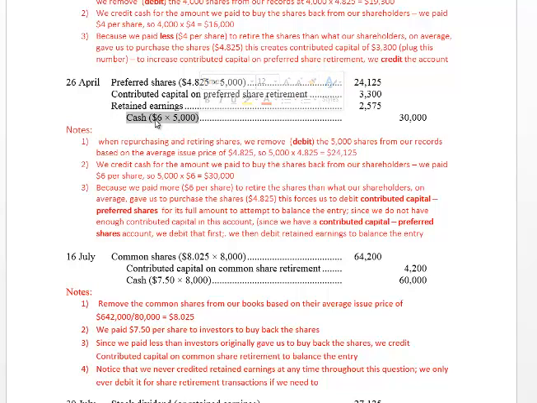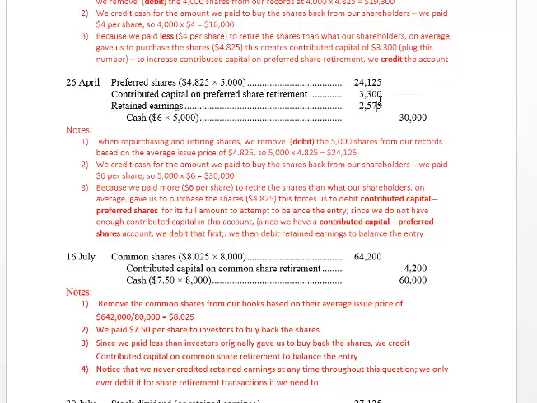What it's costing us to buy them back from the investors is $6 a share. So what does that mean? It means it's costing us more to buy them back than what the investors on average gave us. So it costs us $30,000 to buy them back, whereas investors on average gave us $24,125. So we're a little light on the debit side. So what do we debit first?